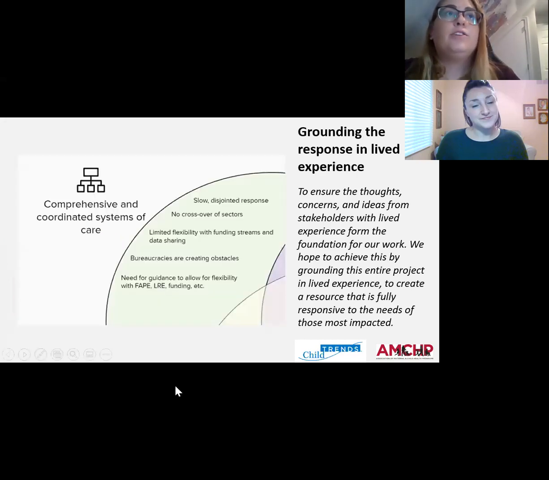So then moving on to thinking about comprehensive and coordinated systems of care. I think one of the biggest challenges here is the limited flexibility with funding streams and data sharing, and the need for guidance to allow for flexibility with other policies.